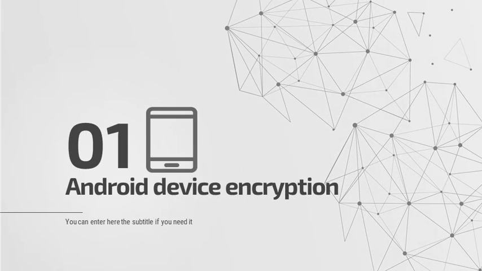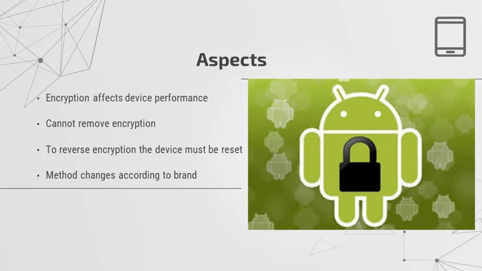The first point is about Android devices and we will talk about the particular aspects and also how to do the encryption. Android aspects. The encryption affects device performance. A smartphone is not as powerful as a computer, so encryption affects the performance of the devices more than a PC. This means that the encryption cannot be removed, this is forever.